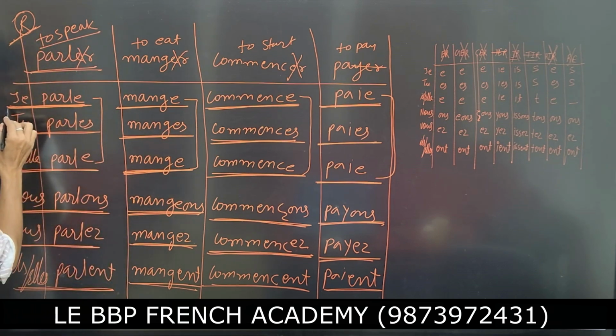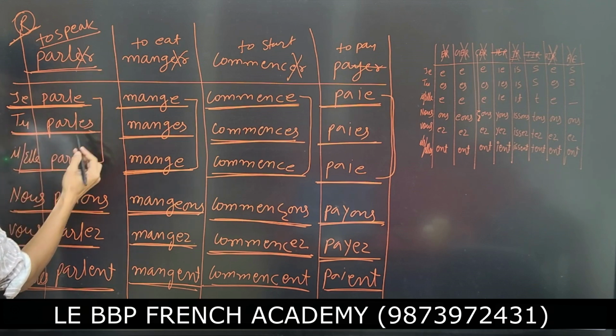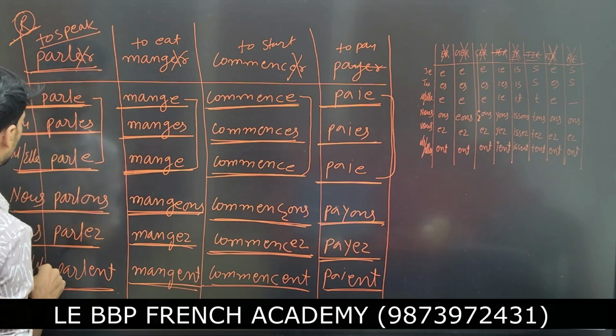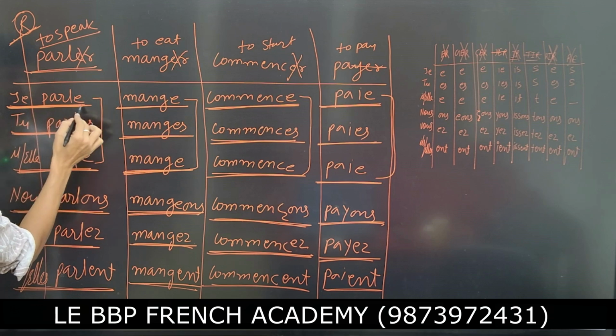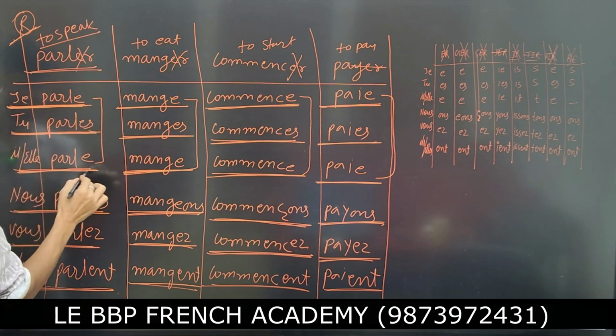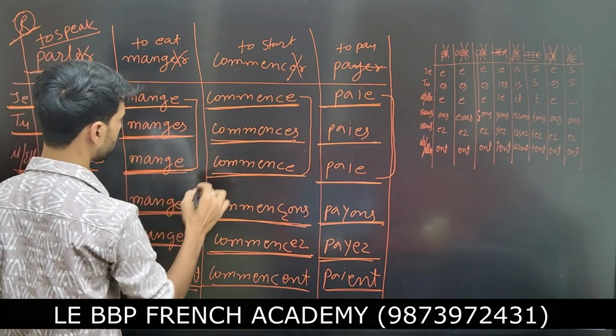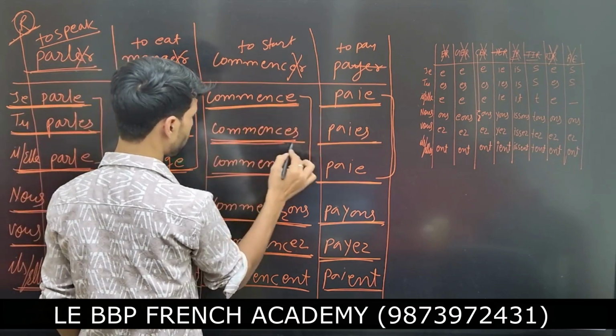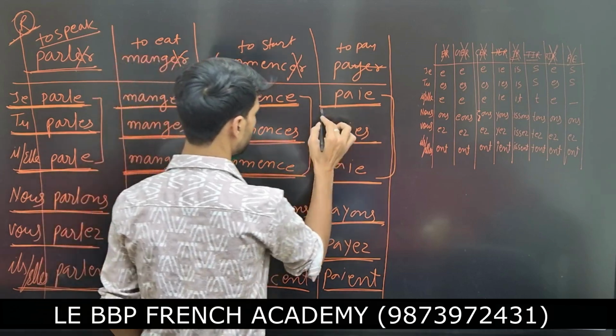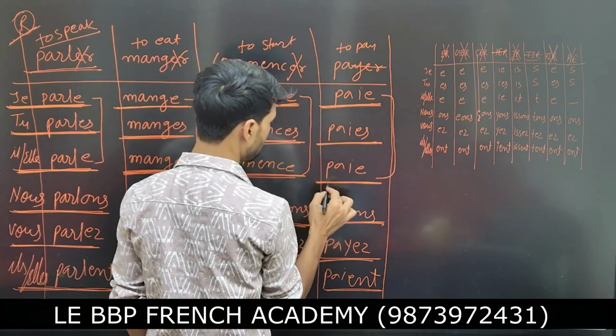Okay? Je parle, tu parles, elle parle. Okay? And you can say also je parle, tu parles, elle parle. Je mange, tu manges, elle mange. Je commence, tu commences, elle commence. Je paie, tu paies, elle paie.